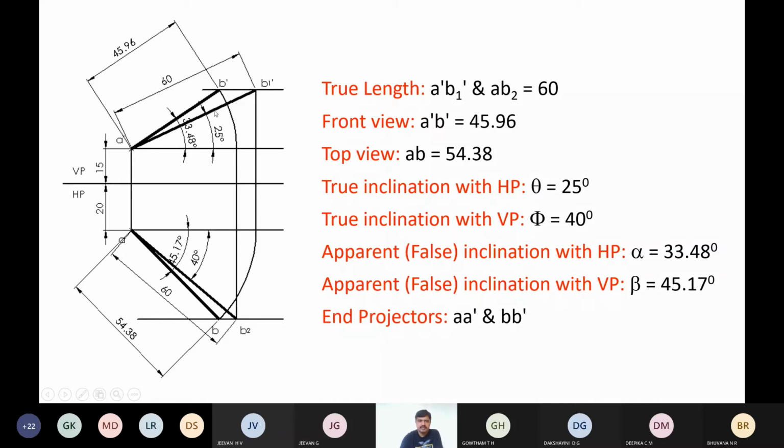Next, true inclination 25 is the inclination with respect to HP. The true inclination of the true length with respect to HP is theta. The inclination of the true length line with respect to VP is 40 degrees. The front view inclination is alpha, and the top view inclination is beta. A vertical line connecting A dash is one end projector, and a vertical line connecting B dash is another end projector. So this is the terminology.